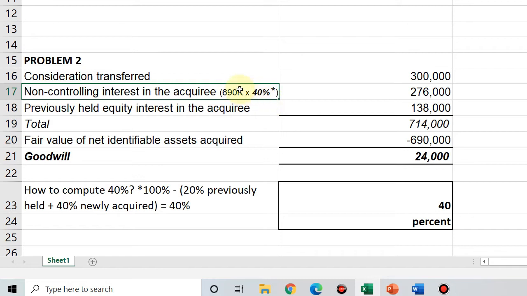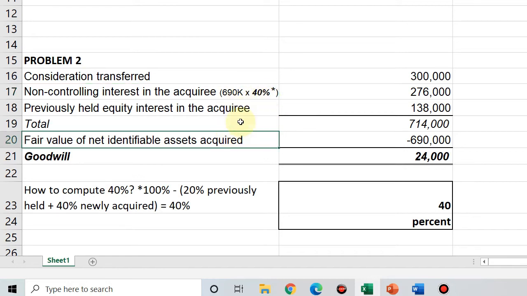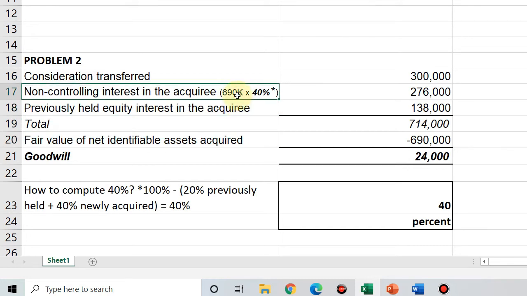Okay, ma'am, ano po yung 690? That's the fair value of net identifiable assets acquired. Okay, kasi sabi, ang NCI daw is measured at NCI's proportionate share. Okay, but di ba sabi natin meron two ways to compute for NCI. That's the fair value of the NCI or its proportionate share sa identifiable net assets. Okay, so ito yon. So, 690,000 times 40% of the NCI, you get 276,000.